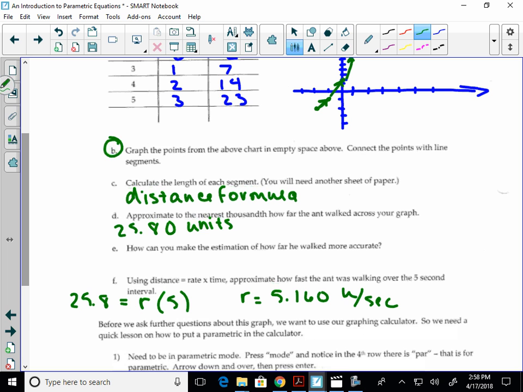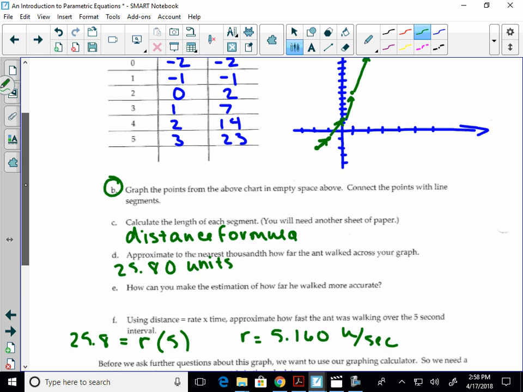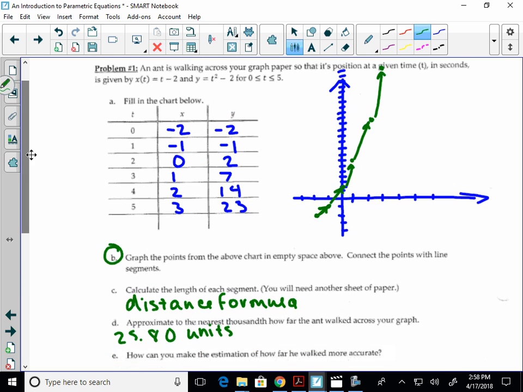Okay, so what I want you to do is go back and put those two equations in your calculator. So you should be in parametric mode, and we're going to put them in.